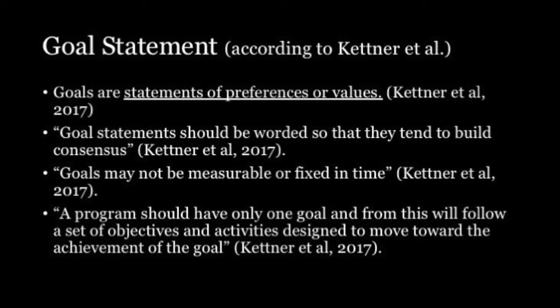Right? Now, the goal statement, when you are formulating it, has to be a statement of preferences or values, right? What is it that you want? The goal statement should be worded so that it tends to build consensus, right? So it's general, it's easy to get people behind it. Goals don't need to be measurable or fixed in time. And a program should only have one goal. And from this will follow a set of specific objectives and activities designed to move toward the achievement of the goal.